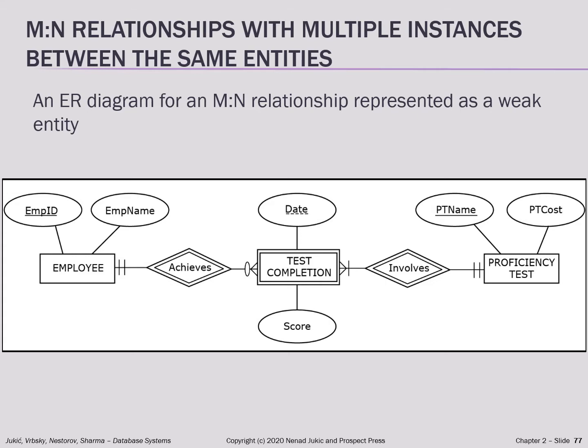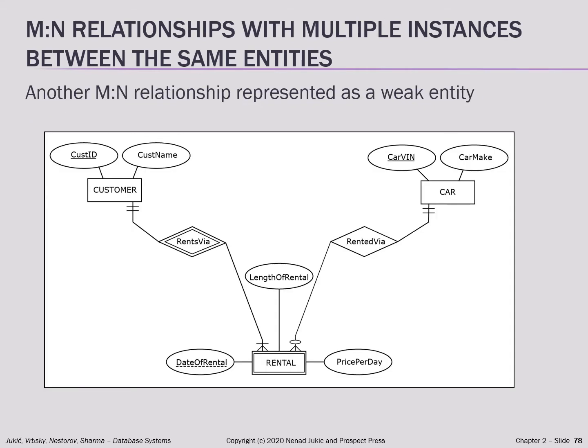Here is another example of a many-to-many relationship with multiple instances between the same entities. In this case, the same customer can rent the same car more than once, and that's why that many-to-many relationship rental has to be represented as a weak entity. This example is elaborated on pages 44, 45, and 46.